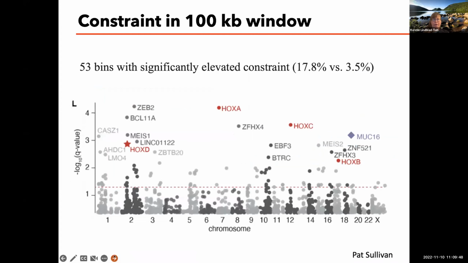Pat looked at 100 KB windows and could find 53 bins with significantly elevated constraint, more than 17% versus 3.5% genome-wide. And what we see are large regions containing a lot of regulatory sequence. And this includes the Hox clusters, which are known developmental transcription factors.